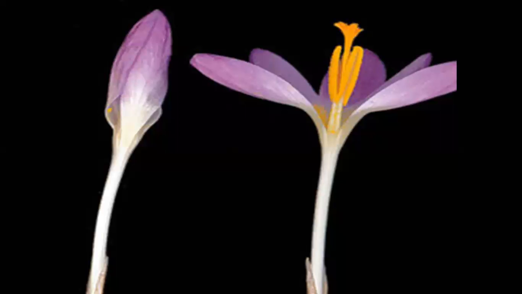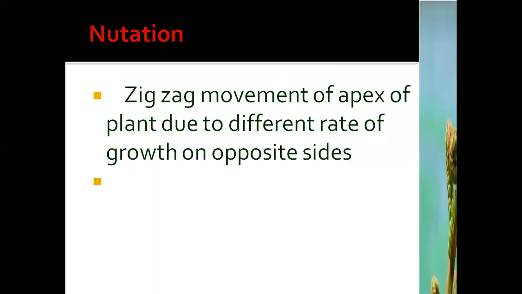In this diagram, you can see here is a bud. In this bud, the growth is more at the lower surface and less at the upper surface, so the bud is closed. While in this flower, the growth is more at the upper surface, so the flower blooms. Here is the hyponasty, and in this flower there is the epinasty.